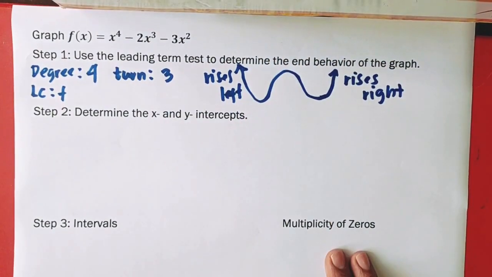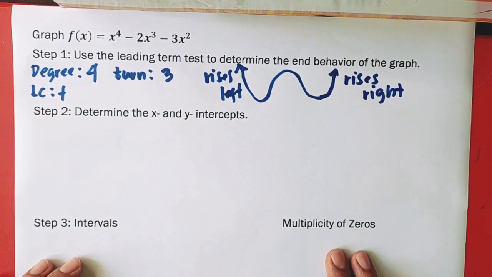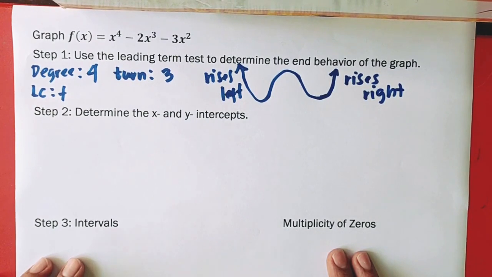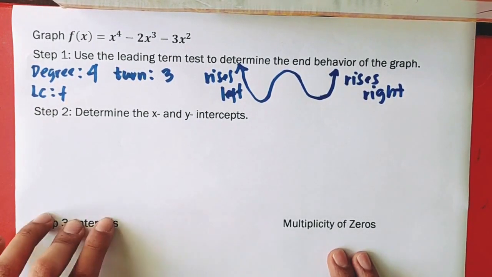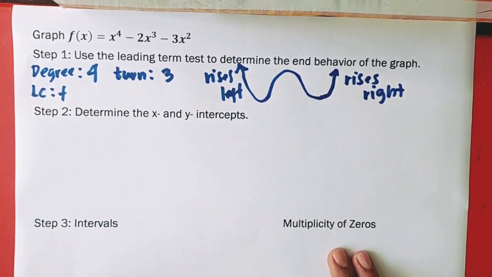Now step number 2, determine the x and y intercepts. In determining the x-intercepts, you must first get the roots, or the values of x. How do we do that? You can use synthetic division to get the values of x, to get the roots. If the remainder is 0, therefore that's one of the roots. Or you can also use factoring.